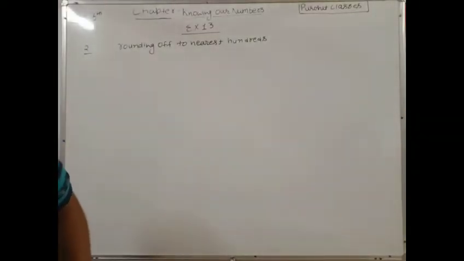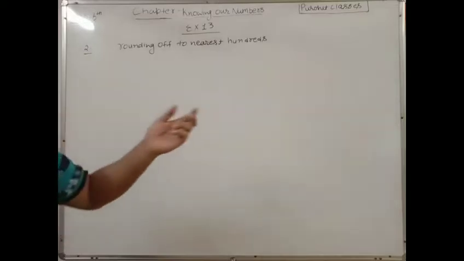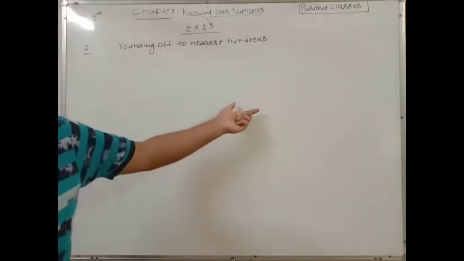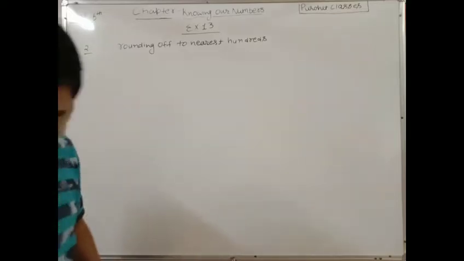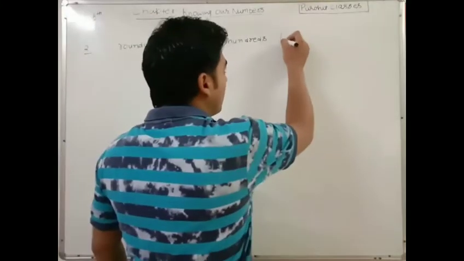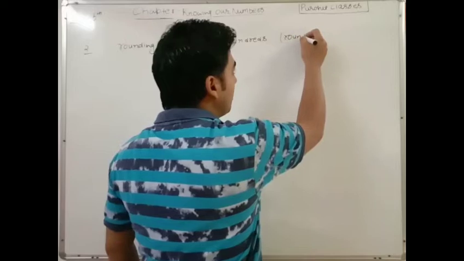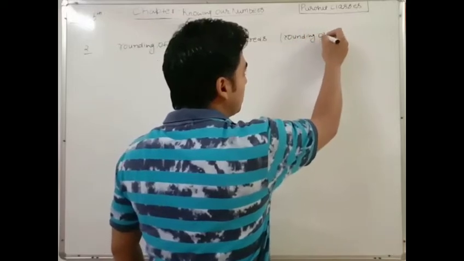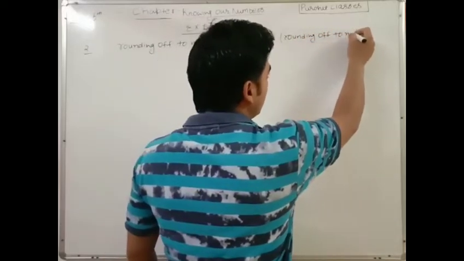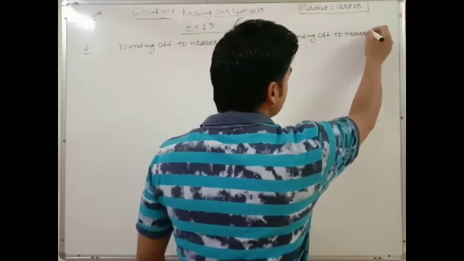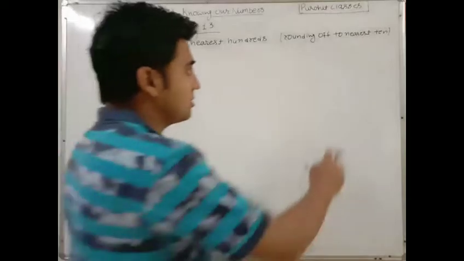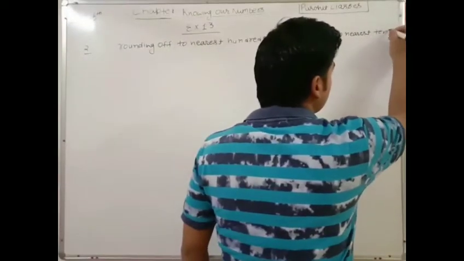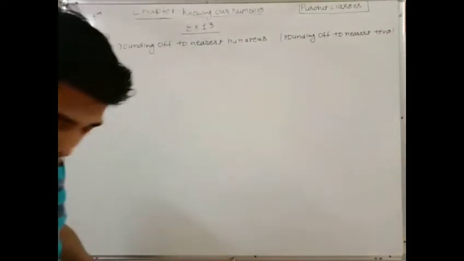After that it is written and also a closer estimate. First we will give a rough estimate by rounding off to nearest 100, and then a closer estimate by rounding off to nearest 10, the nearest tens place. Understood? Okay, let's see what we have to do.